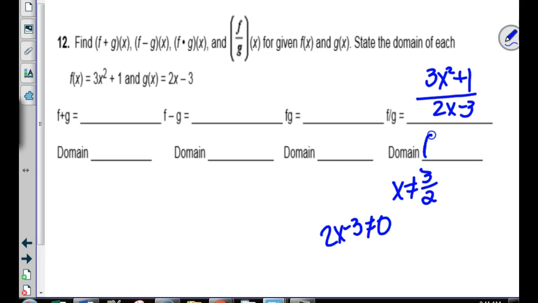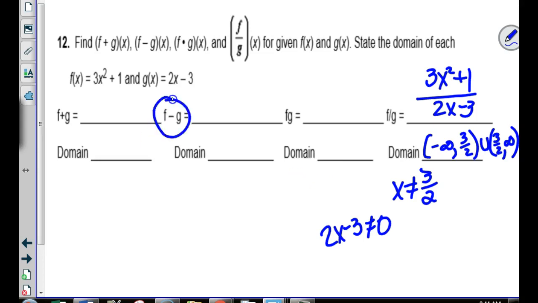I don't think you have to do this on the quiz in this notation, but if you did, it would be everything up to 3/2 and everything from 3/2 on. But all the rest of these, when you add, subtract, or multiply, the domain is just going to be all real numbers. You want to know which ones I'm most worried about?